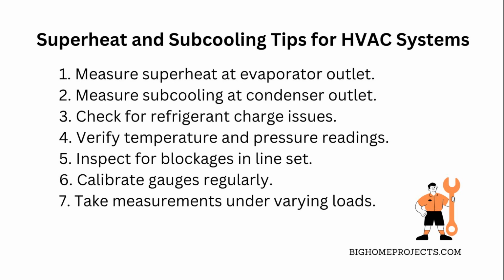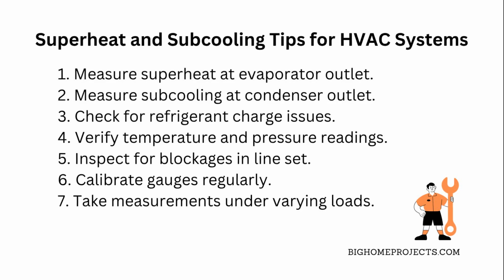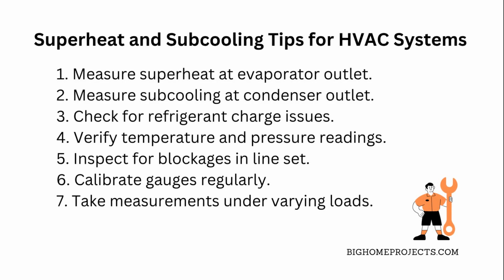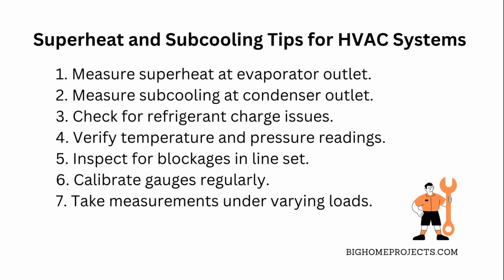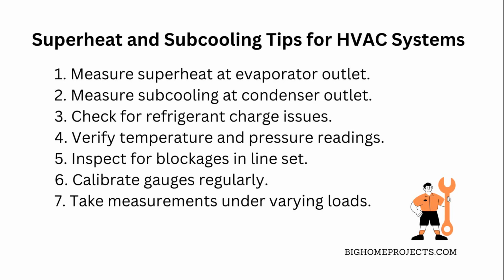To keep track, always measure superheat at the evaporator outlet and subcooling at the condenser outlet to see how well your system is doing. When you notice superheat jumping in a fixed orifice system, it could mean the load is changing or there's a refrigerant charge issue. Make sure your temperature and pressure readings are spot on, and don't forget to check for blockages or restrictions in the line set that could mess with flow. Also, keep your gauges calibrated and double-check your measurements during different operating conditions to get a full picture.